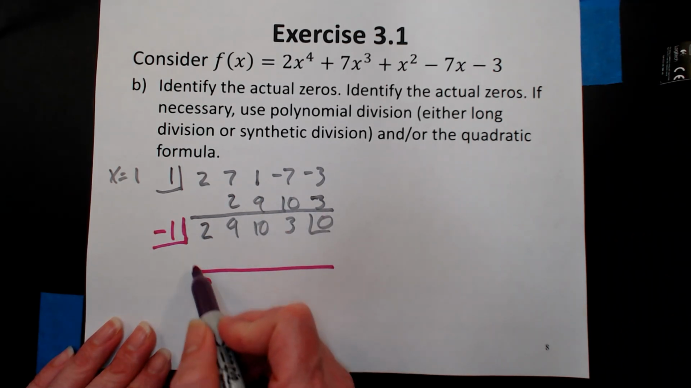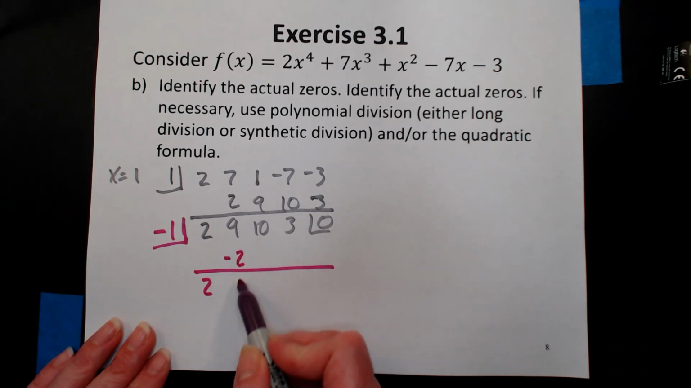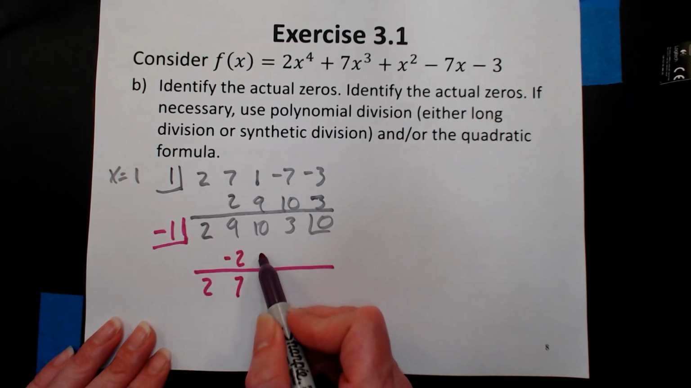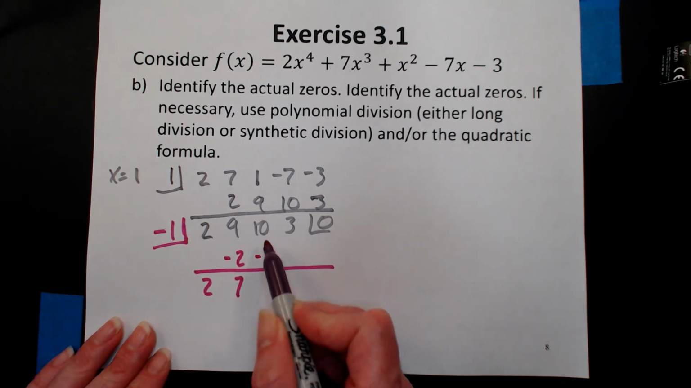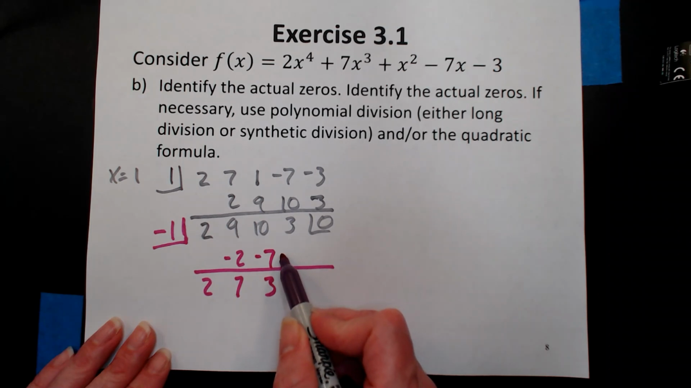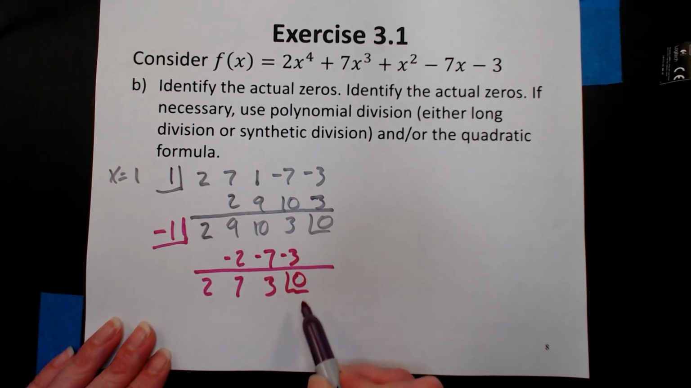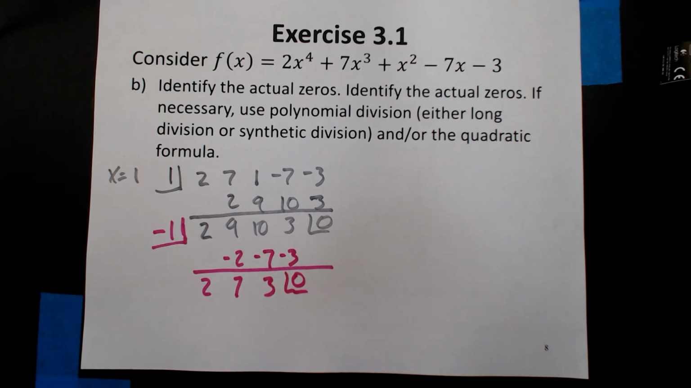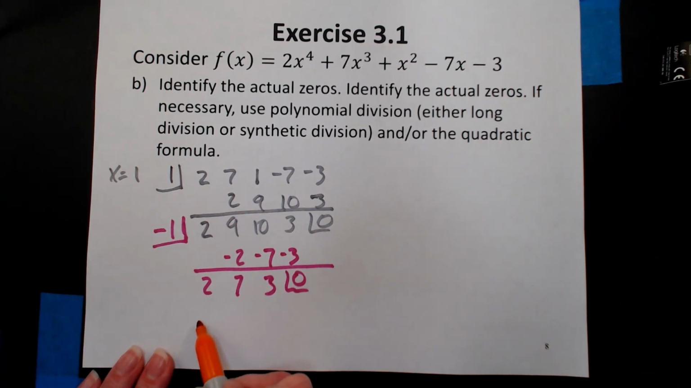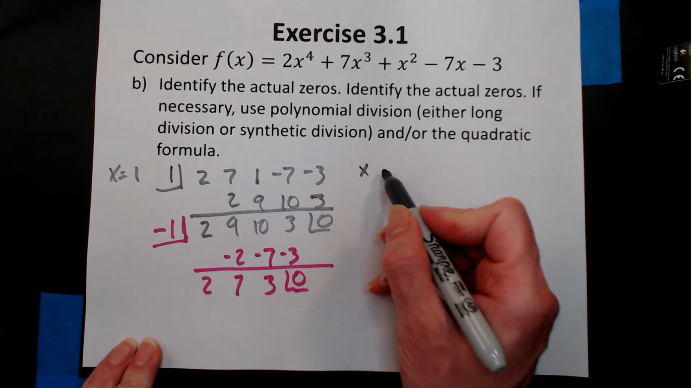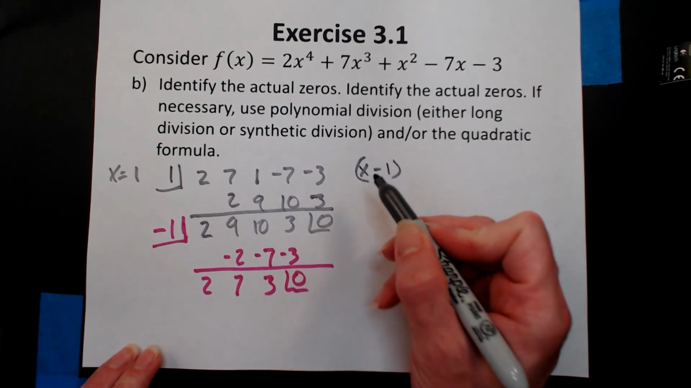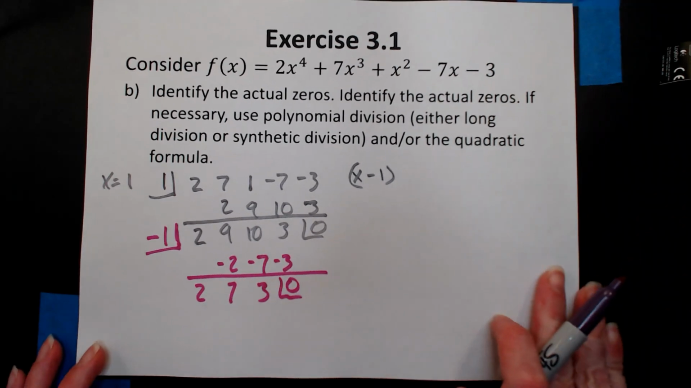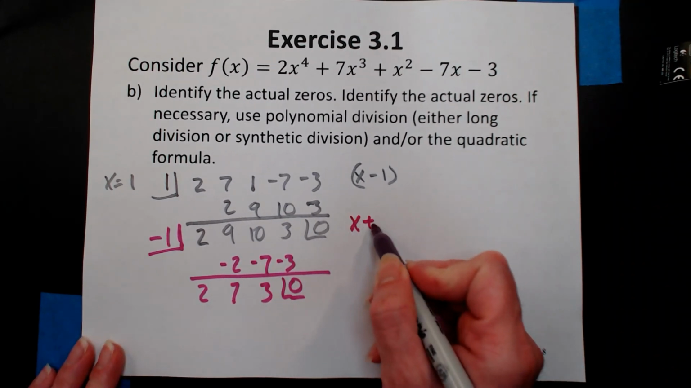So I bring down the 2, and I'm going to have -1 times 2, it's going to give me -2. It's going to give me 7. -1 times 7 is -7. And then that's going to give me +3, and -1 times 3 gives me -3, and that's going to give me a remainder of 0. So once again, I made good choices. If it doesn't work out, you can start over. Erasers are great for this. So now I get this polynomial at the end. So let's write here: this gave me my x minus 1 factor, and this part gave me my x plus 1 factor.